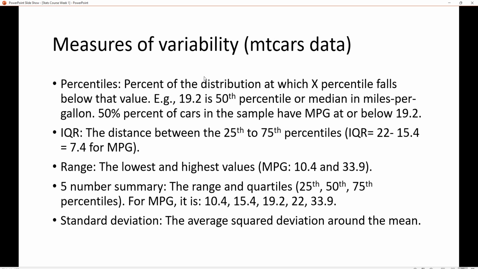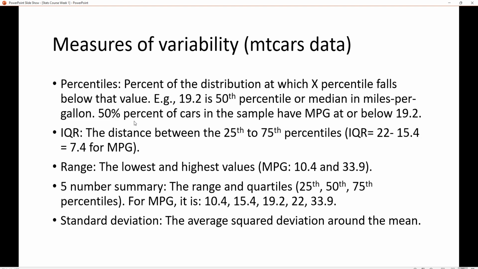So for this, we'll use some sample data from the mtcars dataset. mtcars stands for Motor Trend Cars. It's an old dataset that we can use to look at different car makes, and in this example we'll look at miles per gallon.